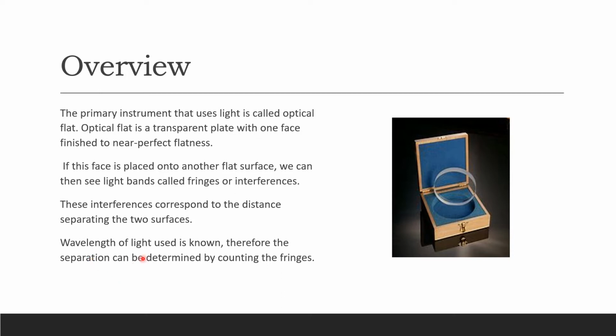The wavelength of light used, we know it. We know all the wavelengths of the light, so that's a known factor, and therefore the separation can be determined. So how do we do it? We count the fringes. By counting the fringes, we can determine the distance of the separation between two surfaces.